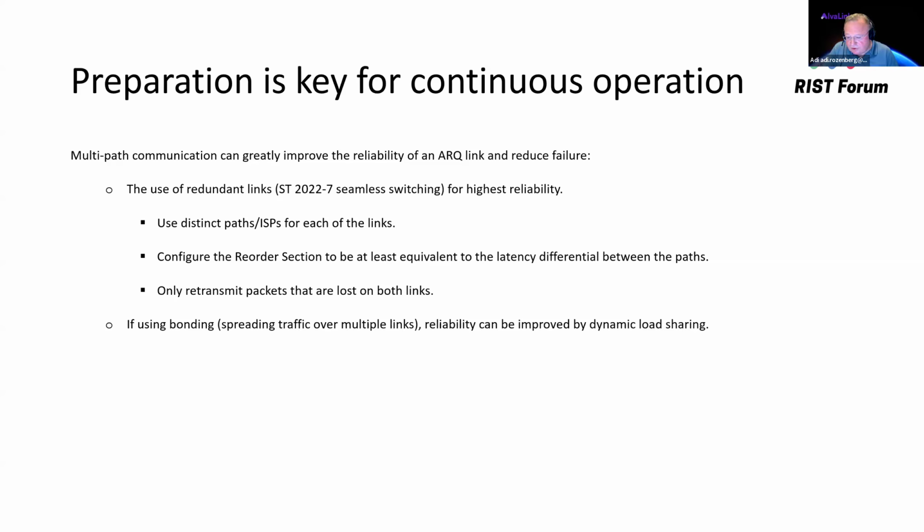It's as if you're doing full-time retransmissions, so you can recover packets faster than before. You can configure the reordering section, that grace time, to be at least equivalent to the latency between the different paths, so that you can basically wait and take the packets as they arrive. And if one is missing at one end, you can recover that from the other end.